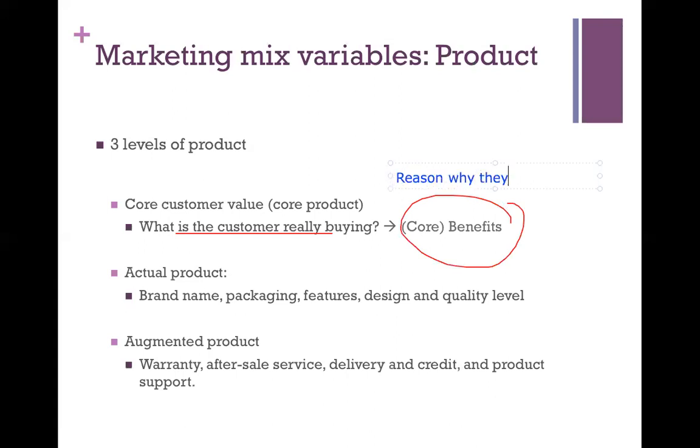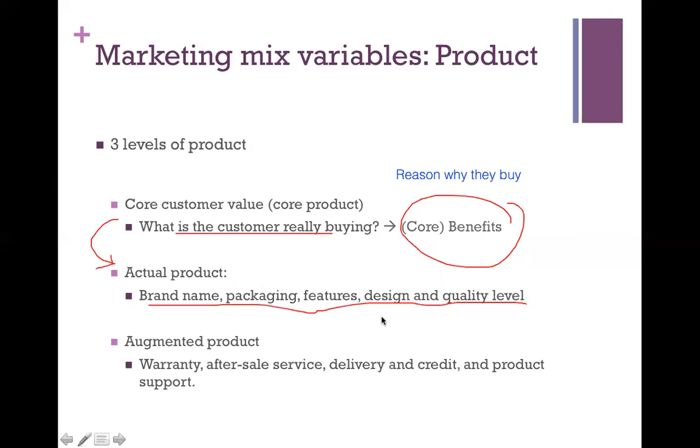Okay, why they buy. And the next one is the actual product. The actual product includes these 5 elements: the brand name, the packaging, the features, design, and quality level. So the actual product reflects core customer value. It has to show the link between the core customer value and the brand name, packaging, features, and so on and so forth that we develop.